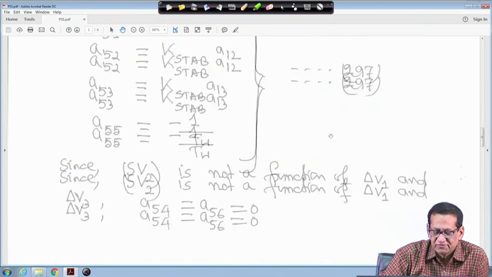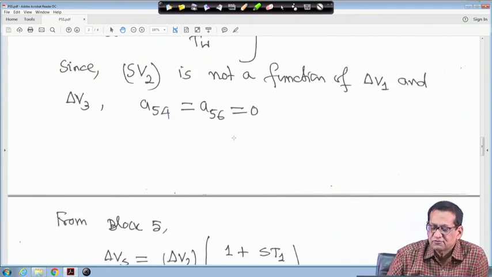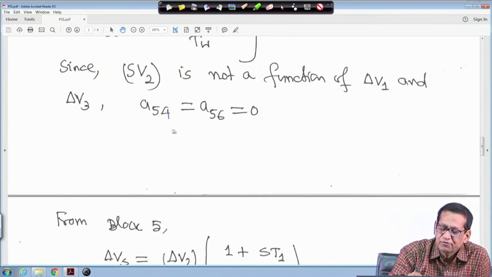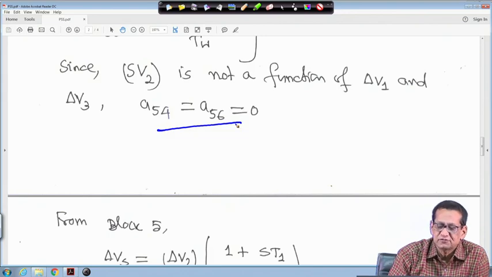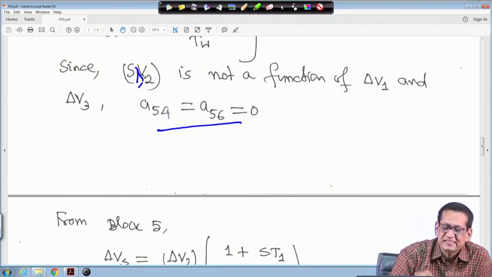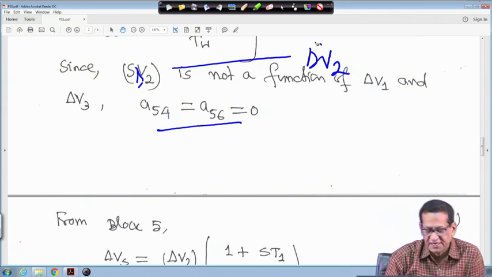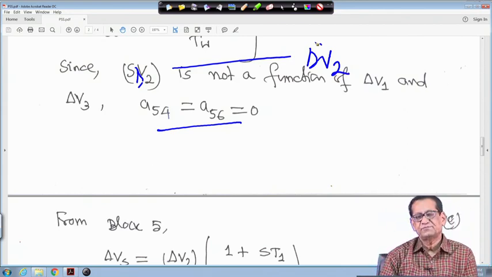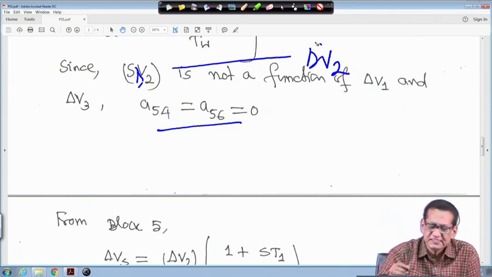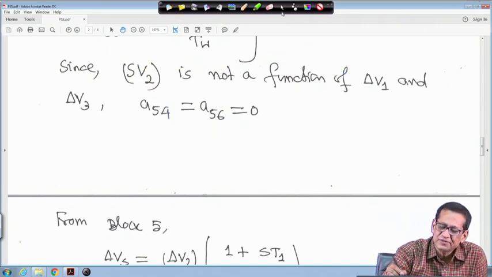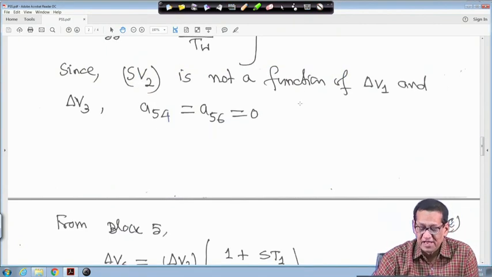That is why A54 and A56 are equal to 0, and this is actually s delta V2, that is delta V2 dot, right. So, this is the fifth equation. Now, next is the phase compensation block, that is block 5.